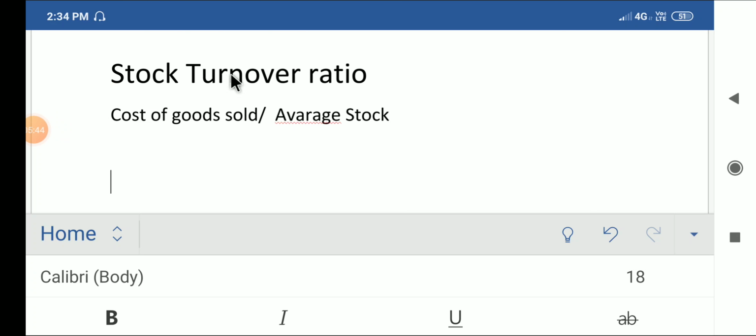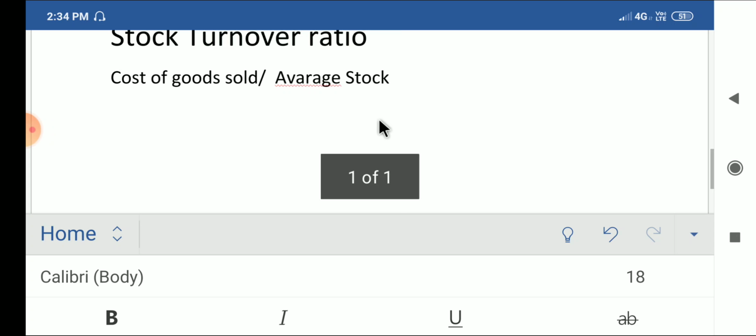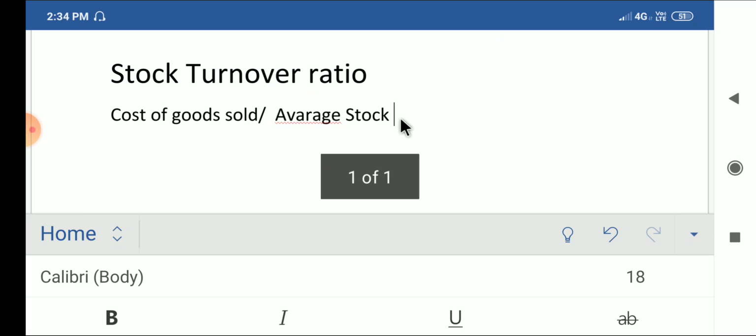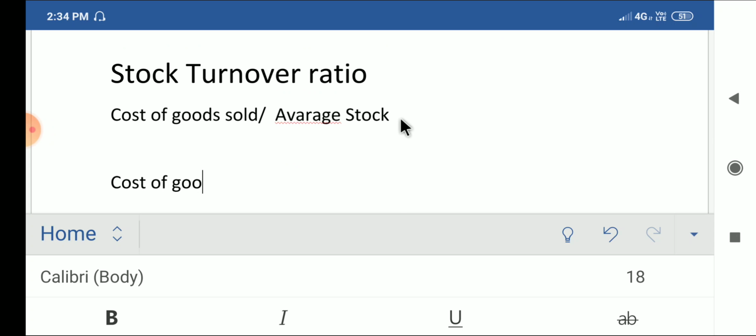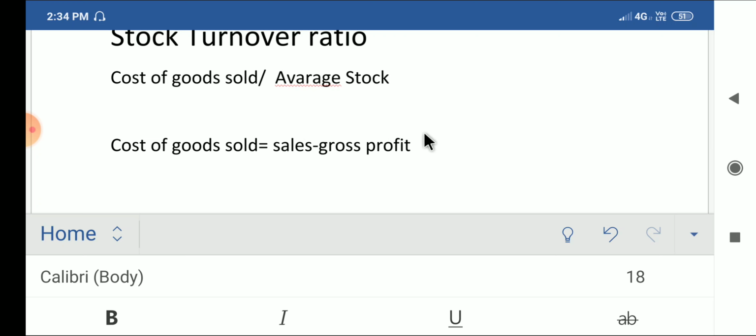Formula of stock turnover ratio: cost of goods sold upon average stock. Cost of goods sold is equal to sales minus gross profit. That is the formula for calculating cost of goods sold.